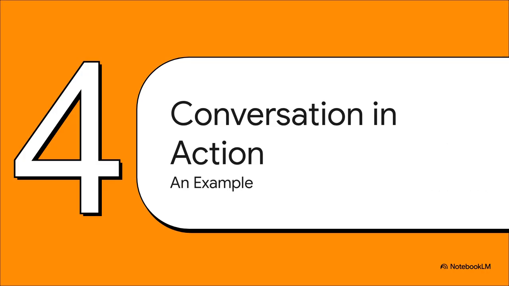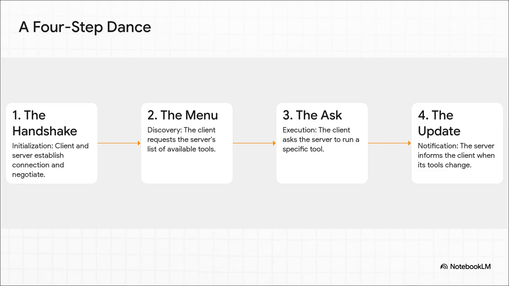Okay, theory is one thing, but let's see how this actually works in the real world. We're going to follow the conversation as an AI discovers and then uses a brand new tool. A simple weather app will be our example. The whole thing plays out like a simple four-step dance. First, the two sides meet with a handshake. Then the AI asks for the menu of what the tool can do. Then it makes its ask to use one of those skills. And finally, and this is really important, the tool can send an update if it learns some new tricks. Let's watch it play out.